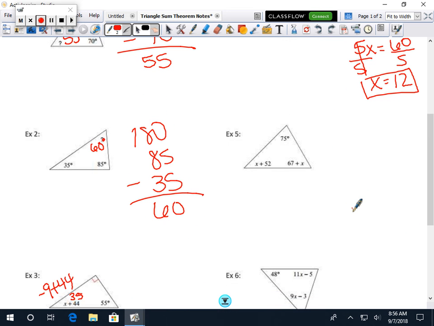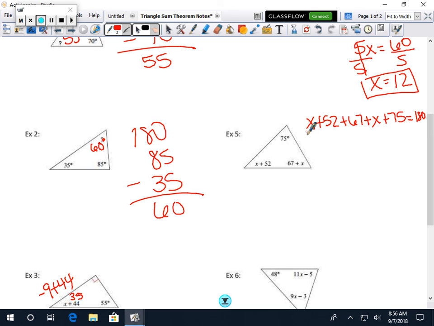Taking a look at example 5 here. I have x plus 52, 67 plus x, and 75. To solve for x, I'm going to add everything up and set it equal to 180. So I have x plus 52 plus 67 plus x plus 75, and I'm going to say that that's equal to 180.